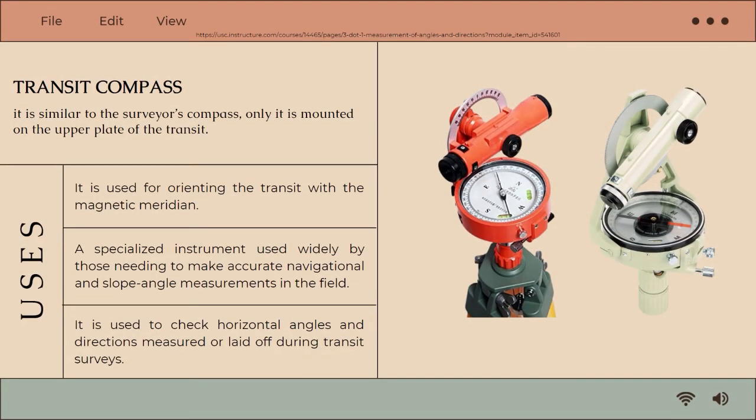Last but not the least is the transit compass. It is similar to the surveyor's compass, only it is mounted on the upper plate of the transit. It is used for orienting the transit with a magnetic meridian. It is a specialized instrument used widely by those needing to make accurate navigational and slope angle measurements in the field. It is used to check horizontal angles and directions measured or laid off during transit surveys.